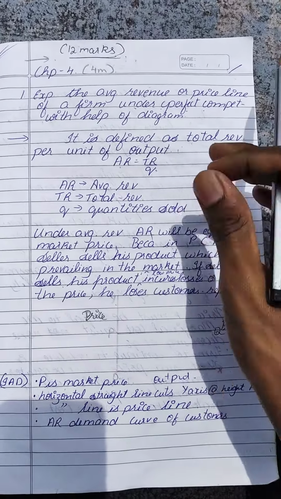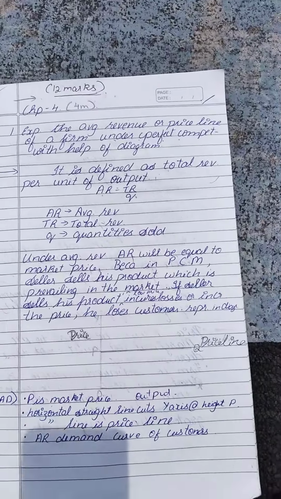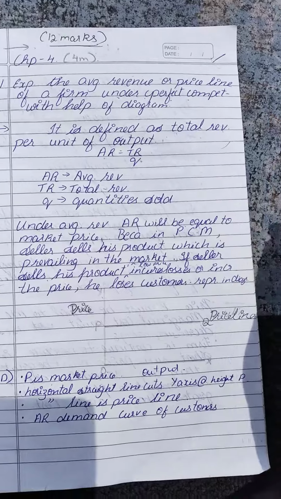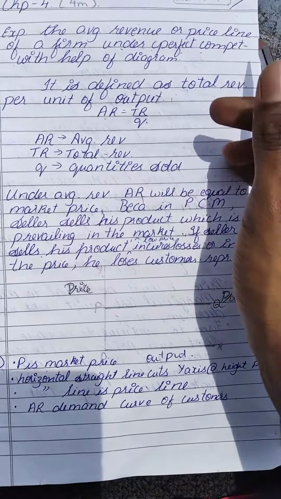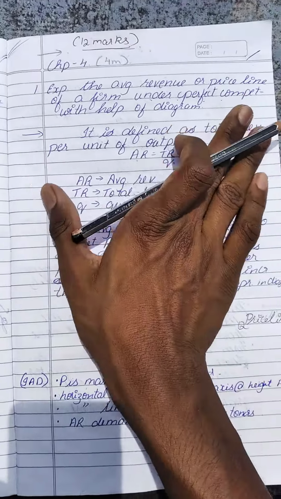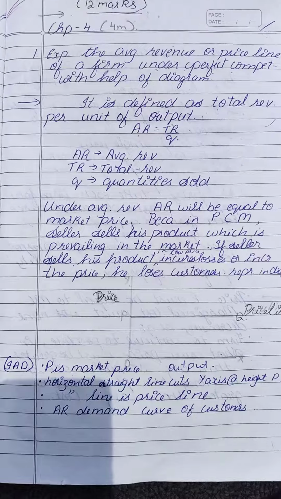As I said, the first important concept over here is that it is defined as the total revenue per unit of output. That's a very important definition we're going to mention. And then you're going to write AR is equal to TR by Q. What is AR?